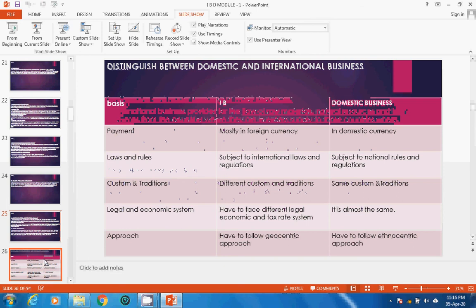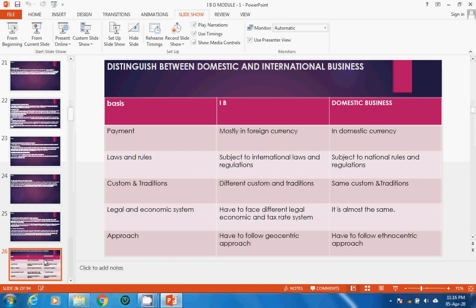Now let's understand the differences between domestic and international business. Basis: international business and domestic business. Payment. In international business, the payment is made by the participating firms in foreign currencies. For example, Mr. X is importing goods from Germany. He has to make the payment in German currency to the exporters in Germany. But this type of payment is not possible in domestic business.